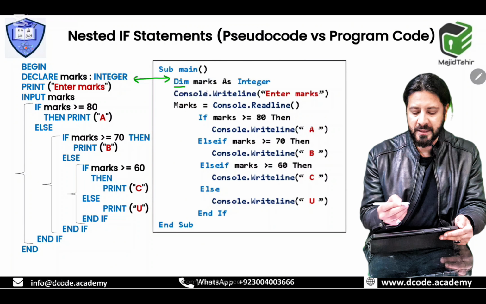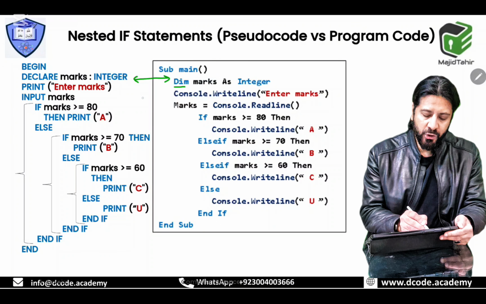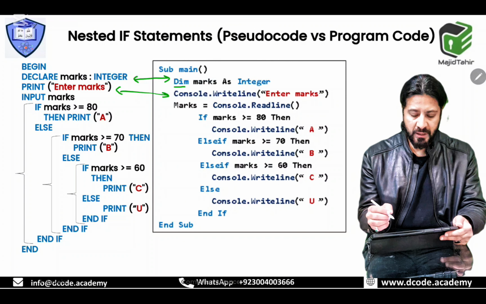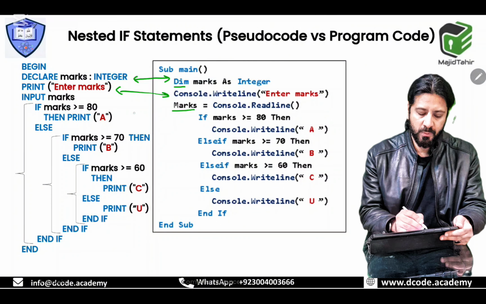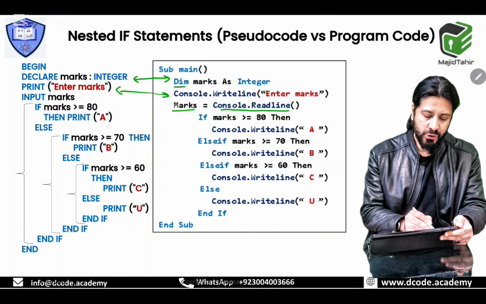So dim means declare, marks as integer, same data type. Print "Enter your marks" is the Console.WriteLine "Enter your marks", so a prompt for the user again. So the user is going to enter marks, and marks are going to go in this variable marks. Console.ReadLine is for input. So this is equivalent to this line.